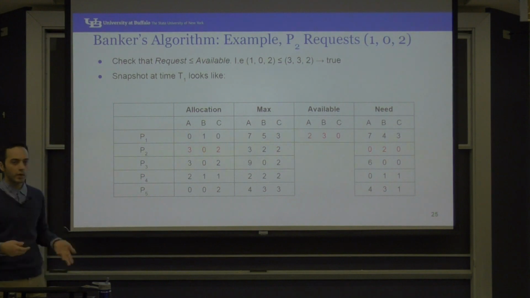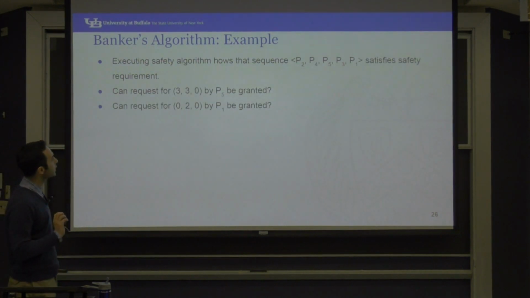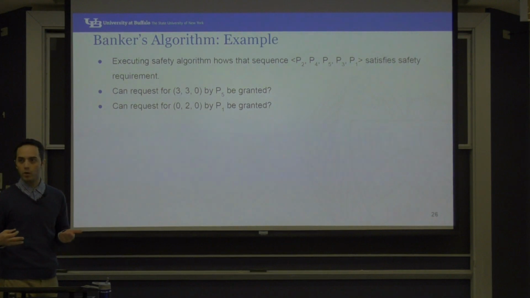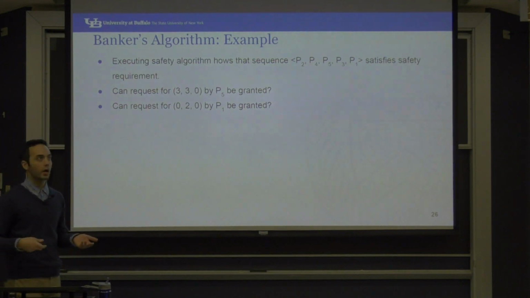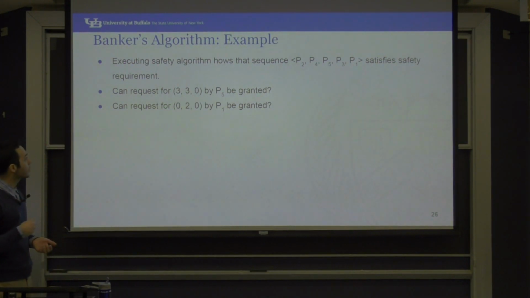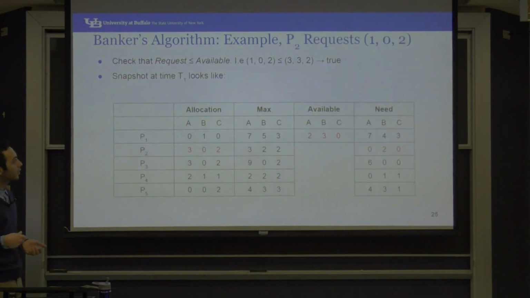So this can be granted, and it will be safe, right? And executing the algorithm again shows that this sequence satisfies the safety condition, so it's fine, and we can allocate it. Now these are a couple of other examples. Can the request for 330 by P5 be granted in this example? No, because we have available 332.